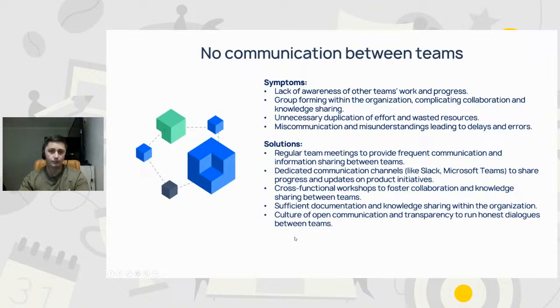Regarding solutions which you can implement, it's of course to perform regular team meetings where different team leads can share their updates, can share their problems, issues and challenges, and during these sessions you can elaborate a single understanding of what is needed and in what order. Also try to have some sort of a centralized communication channel where you can have different team leads who will be further distributing this information to their colleagues, and also try to have different workshops between different teams just to make them working as a single entity and not just as separate departments.